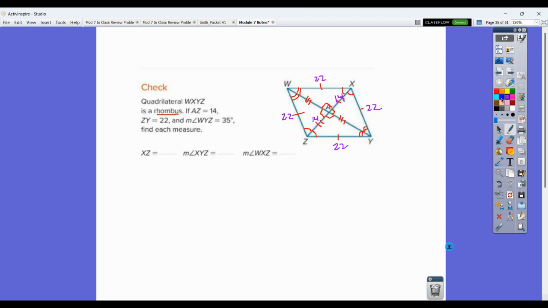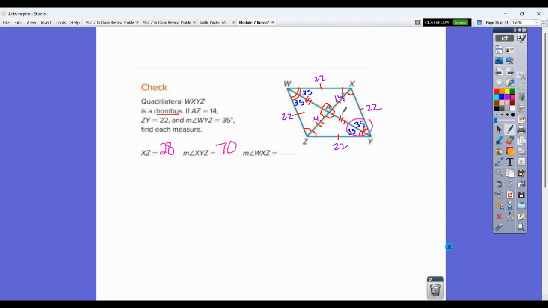Angle WYZ, I'm going to pick a different color. So this angle down here is 35. And so then I know this one's 35, and then I could also come over here and do 35s. So let's just fill that in. Let's see if that's enough. So it asks us for XZ. XZ would be from X to A and A to Z. We have 14 and 14. So add those together, you're going to get 28. Angle XYZ, so you're going to put those two together, you're going to get 70.